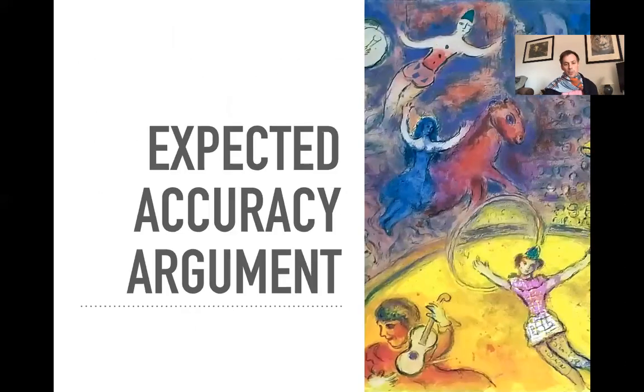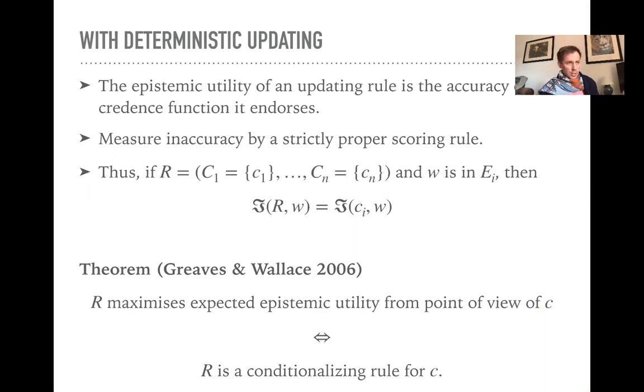Okay, let's move on to the expected accuracy argument. So the expected accuracy argument is actually very similar in structure, if not in philosophical content, to the expected pragmatic utility argument. It essentially relies on the same piece of maths. So let's just see it. Here the thought is, rather than the goal of your updating rule being to guide your actions, it's to represent the world. So the way that we measure how well it's achieving that goal is by measuring its accuracy. And we're going to measure accuracy, just as is often done in the accuracy literature, by using a strictly proper scoring rule. I'm just not going to go into what the details of that are.